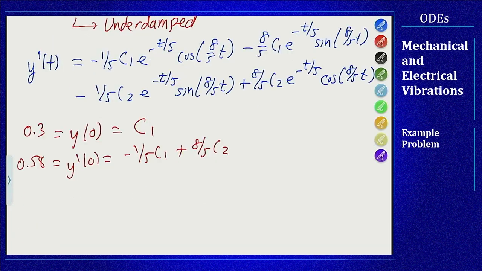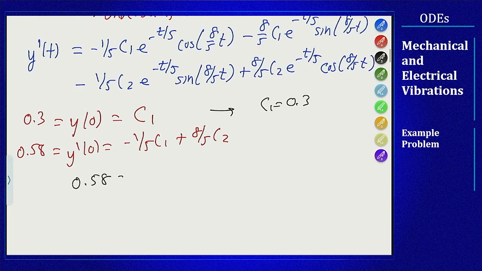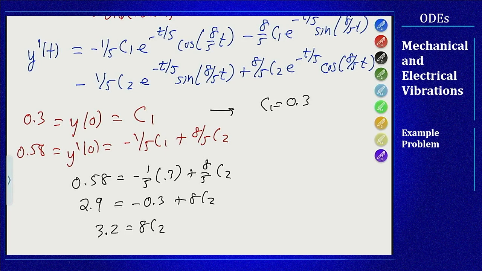I can now solve for these. So here I get that c1 equals 0.3. Plugging that into the bottom equation, 0.58 equals negative 1/5 times 0.3 plus 8/5 times c2. I'm just going to multiply through by 5 to get rid of those denominators. So I end up with 2.9 equals negative 0.3 plus 8c2. So 3.2 equals 8c2, or c2 equals 0.4, which lets me then write my solution.